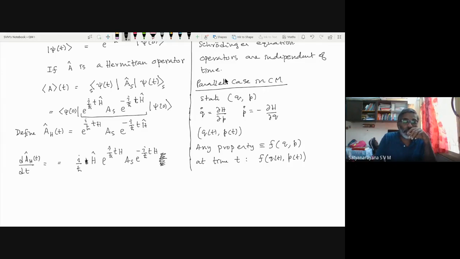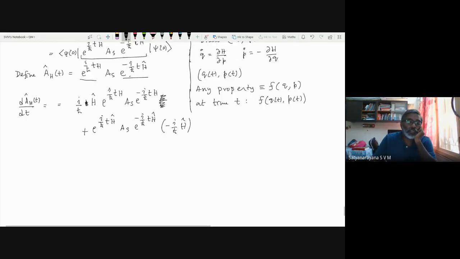So first I will do an operation with respect to this. This is a product rule. So this depends on time and this also depends on time. In the next term, I will have e^(iHt/ħ) A e^(-iHt/ħ) into minus i/ħ H. So this gives you i/ħ times (H A_H minus A_H H).